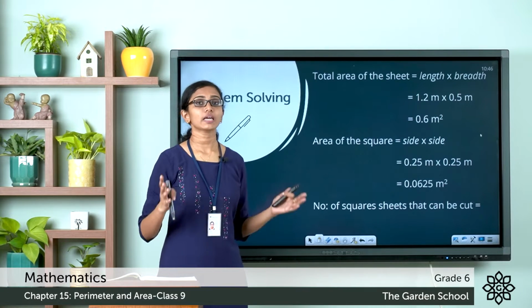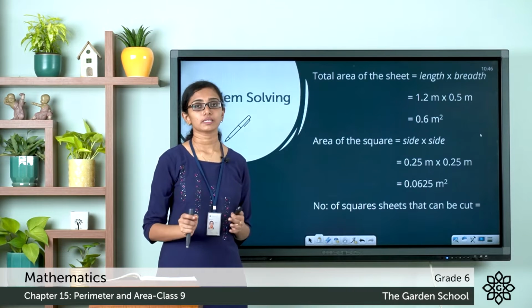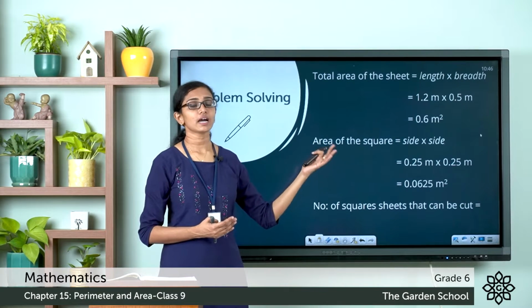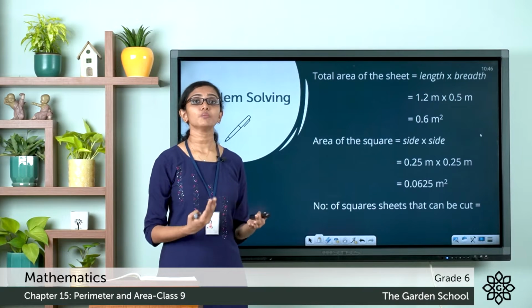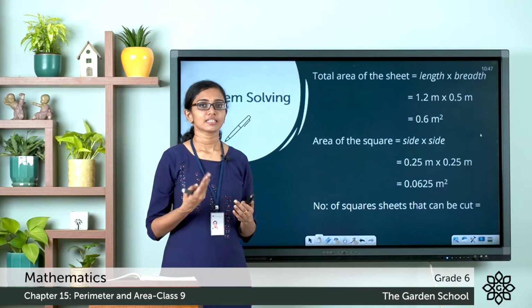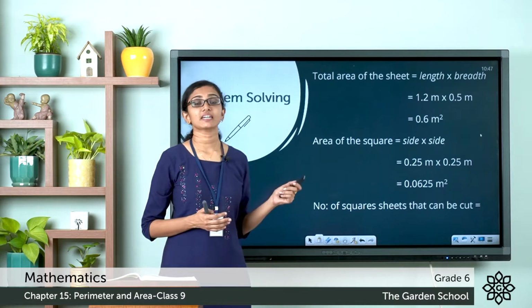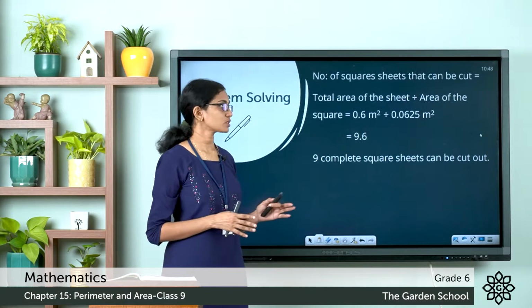Now we have the total area and we know the area of a single square piece. Now if you divide the total area with the area of a single square piece, we'll get how many square pieces can be cut out from this rectangular sheet. The number of square sheets that can be cut is equal to the total area of the sheet divided by the area of the square.